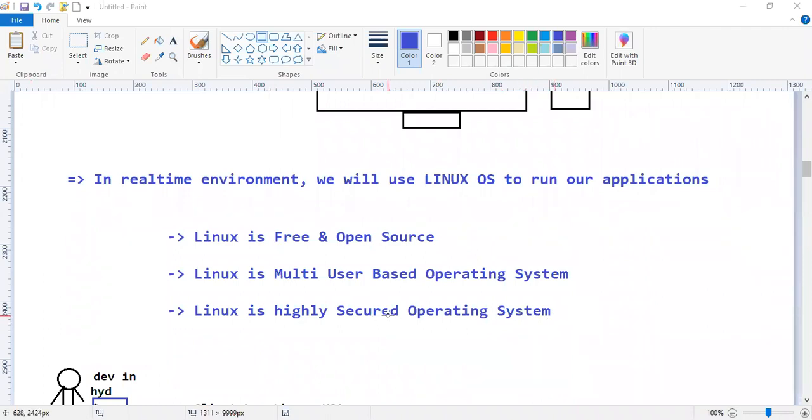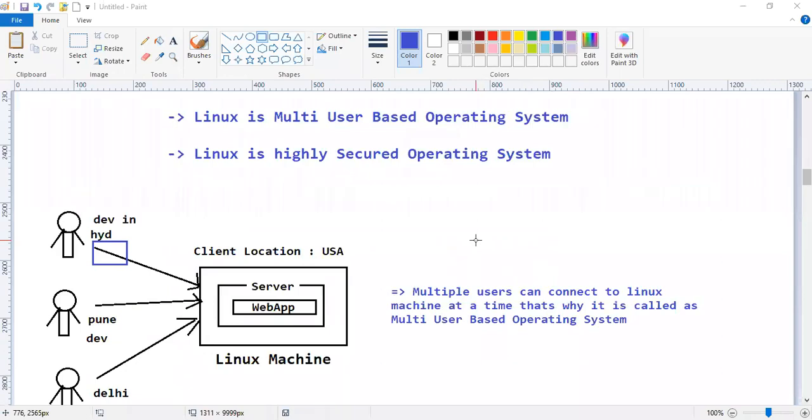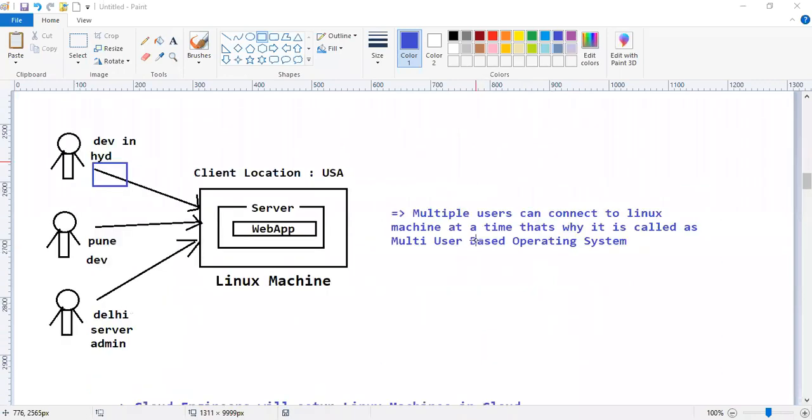Tomorrow I will explain, because many people may get a doubt. Sir, अगर ये OS free है तो security कैसे मिलेगा? How is it secured when it is free? And why is it free? These are the doubts people may get. Am I right? Sir, why is Linux free? And how is Linux secured? And how did Linux come into the market? That history of Linux I will discuss in tomorrow's session. Today I'm just telling you why you have to learn Linux. A multi-user operating system means multiple people can connect to the Linux machine at a time.